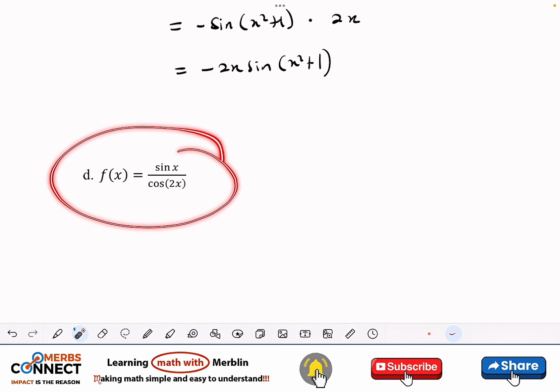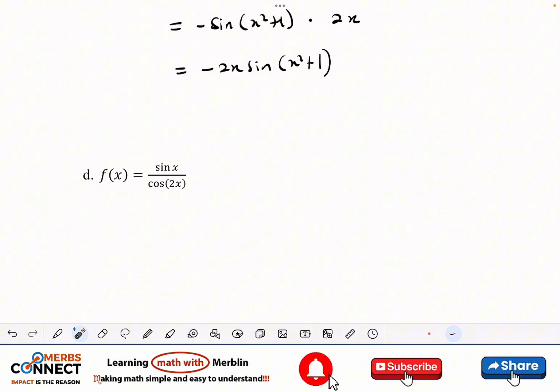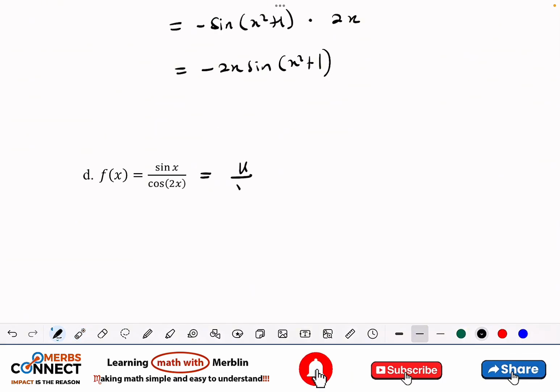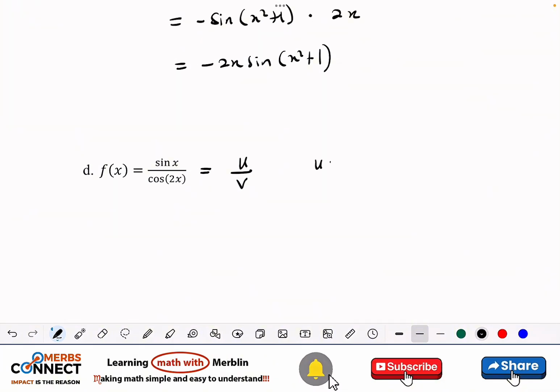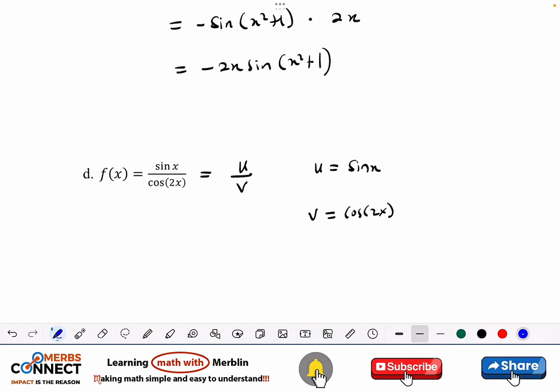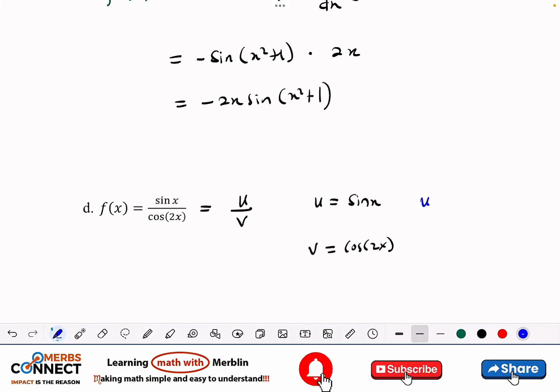Now let's look at this one. We are still dealing with the trig function, so we need to use the previous idea. This is a quotient rule, right? So u divided by v, and my u is equal to sine x, and then my v is equal to cos of 2x. What is u prime? Now u prime, we know that when you differentiate sine x, we get cos x. We need to just have that one in mind.